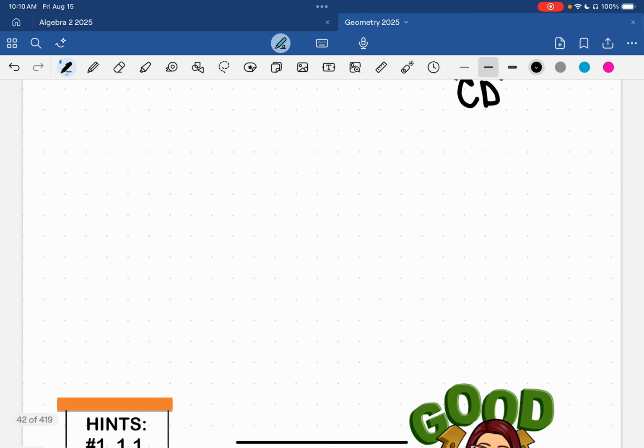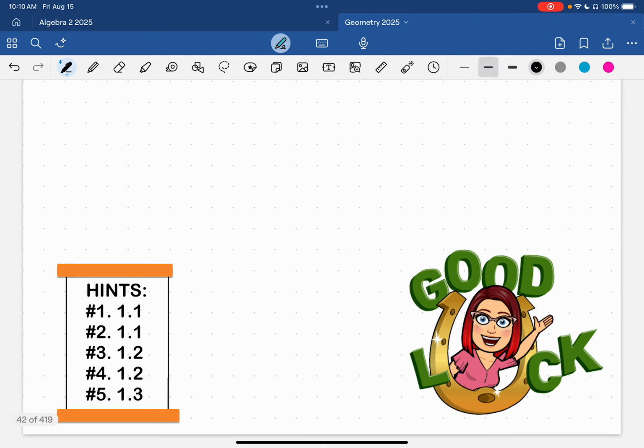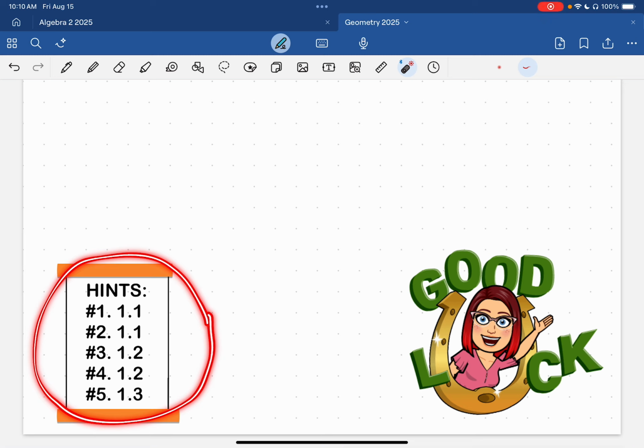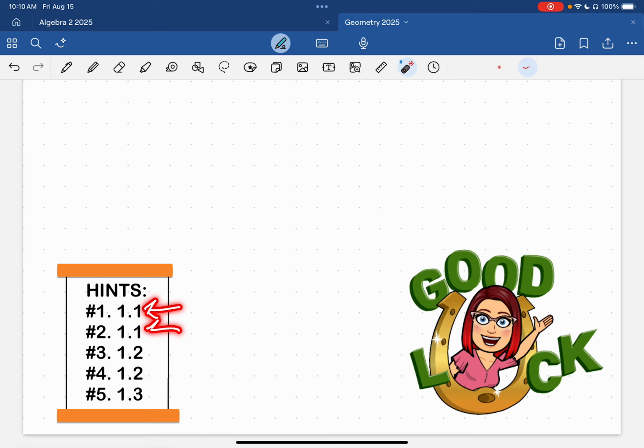All right. I hope this really helps on your quiz today. I just want to draw your attention right here to the hints. These are telling you that for question numbers 1 and 2 it can be helpful to go look in your 1.1 notes. So go back to your lesson 1.1 notes and look there. For questions 3 and 4, it would be helpful for you to go back to your lesson 1.2 notes and look there if you're not sure.